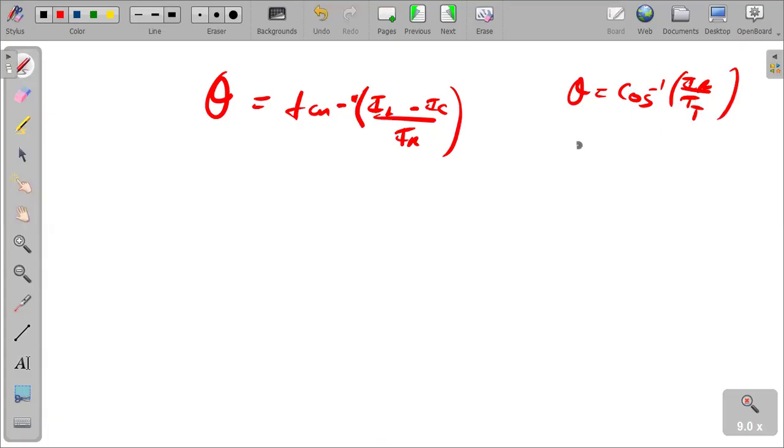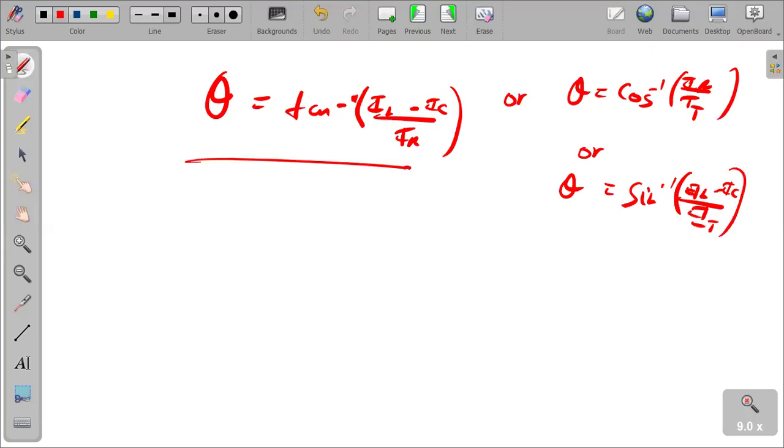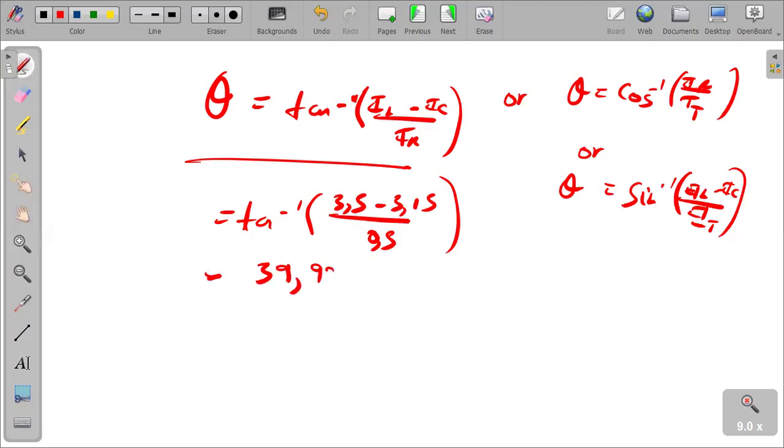We can do that. Or we can say again, theta is equal to arcsine of (IL minus IC) over IT. The supply current will still be correct. So I will use this one. So directly it is arctan of (3.5 minus 3.15) over 0.5 that we have. So our phase angle is going to be 39.992, to 3 decimal places according to the instructions. Right, let's quickly go to the next question.